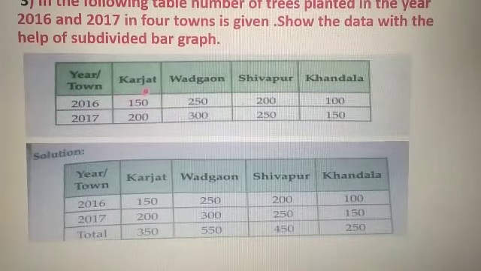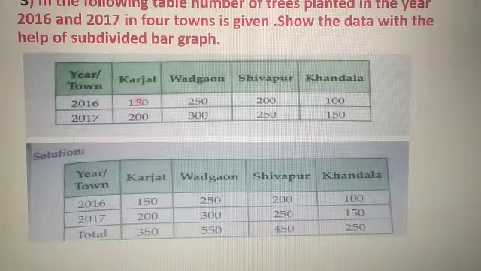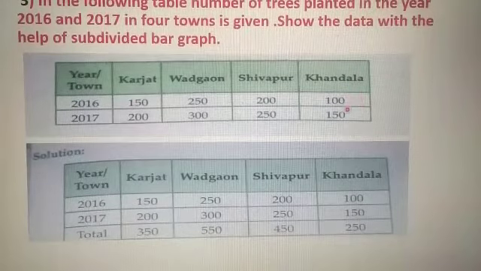So here Karjat, in 2016 the number of trees planted in Karjat is 150 in 2016 and 200 trees in 2017. In Vadgaon 250 trees are planted in 2016 and 300 trees are planted in 2017. In Shivapur 200 trees are planted in 2016 and 250 trees are planted in 2017. In Khandala 100 trees are planted in 2016 and 150 trees are planted in 2017.